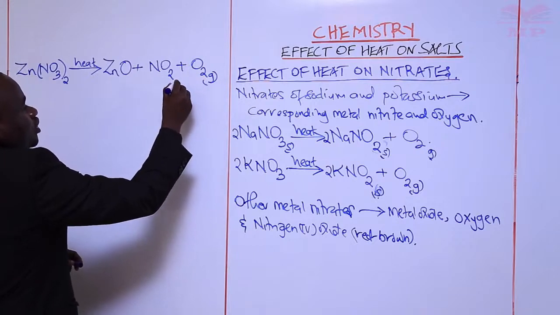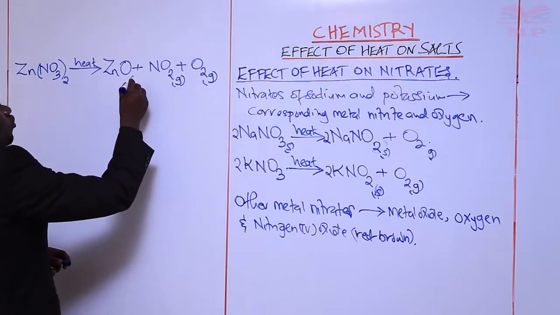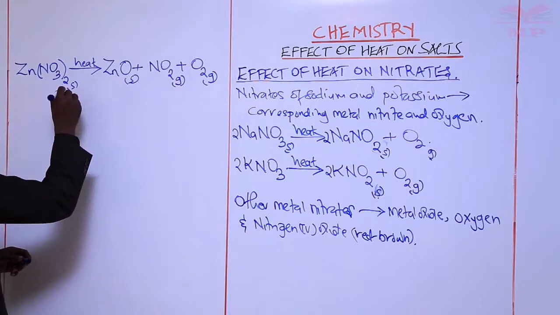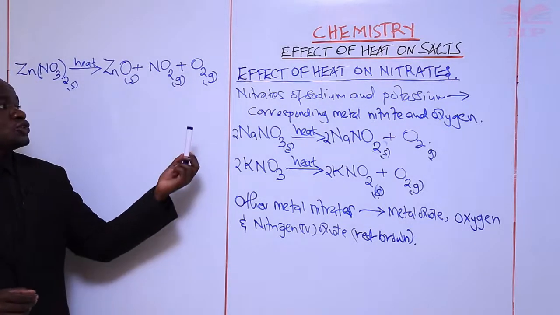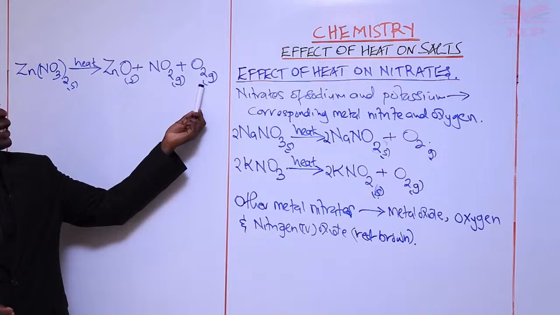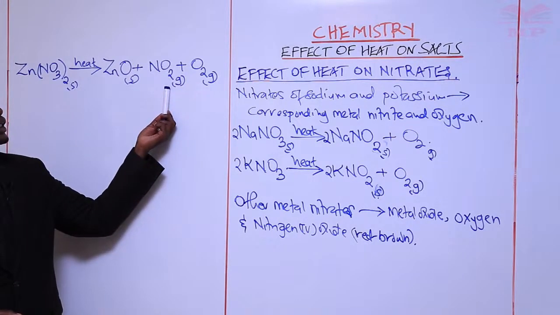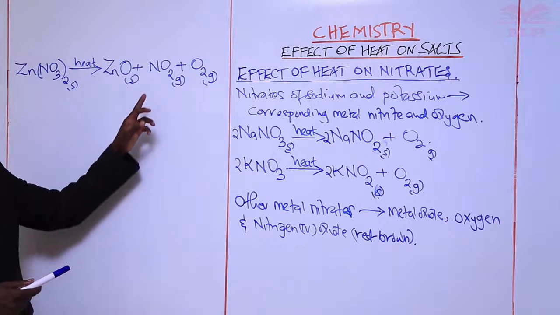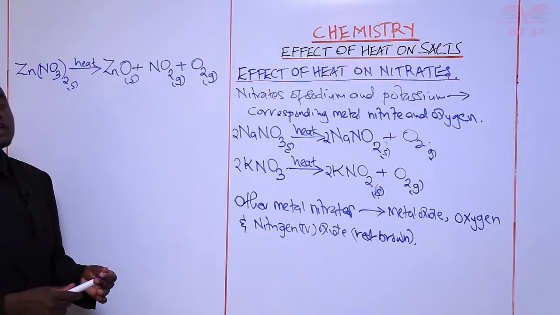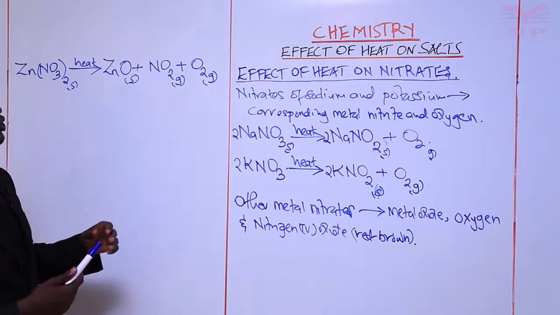So actually we shall have a mixture of the two gases, but the distinguishing property will be the color. Oxygen, as we know from Form 1, is a colorless gas, but this one is a gas that is red-brown in color. So when performing the experiment, you'll be able to observe some red-brown fumes. Those red-brown fumes will be evidence of nitrogen oxide gas.